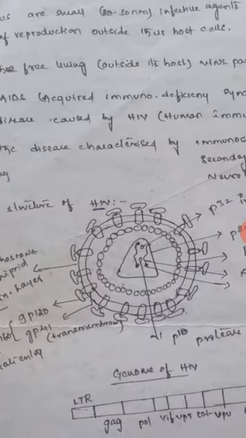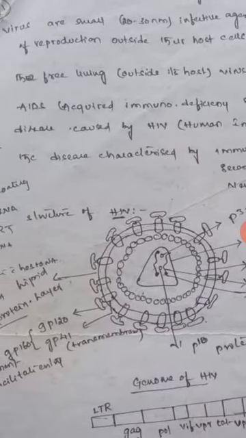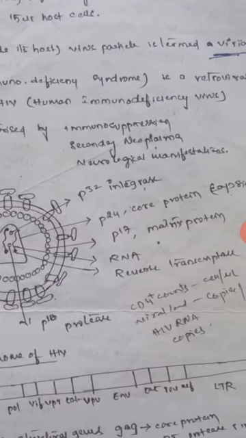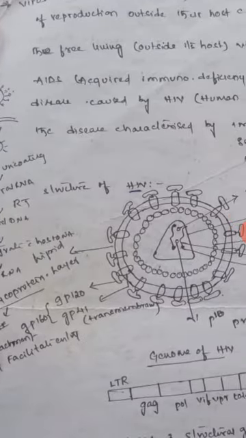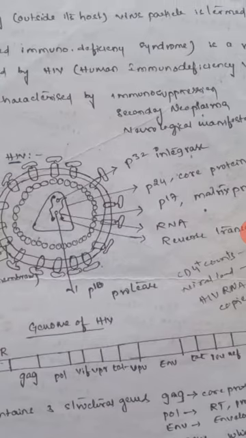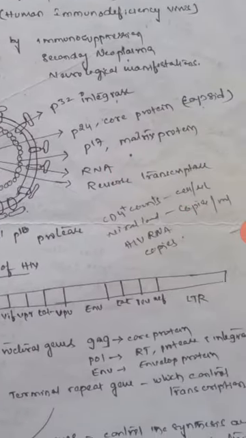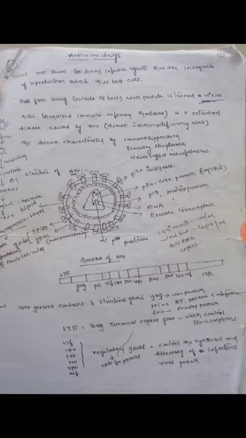So AIDS is caused by a virus called the HIV virus. HIV stands for human immunodeficiency virus. Why does it suppress the immunity? Because it mainly affects the WBC cells, especially those that express CD4 receptors. Okay, CD4 receptor positive cells.